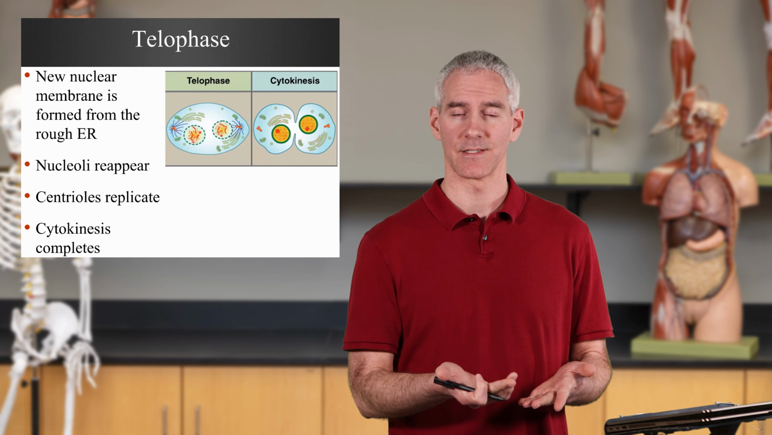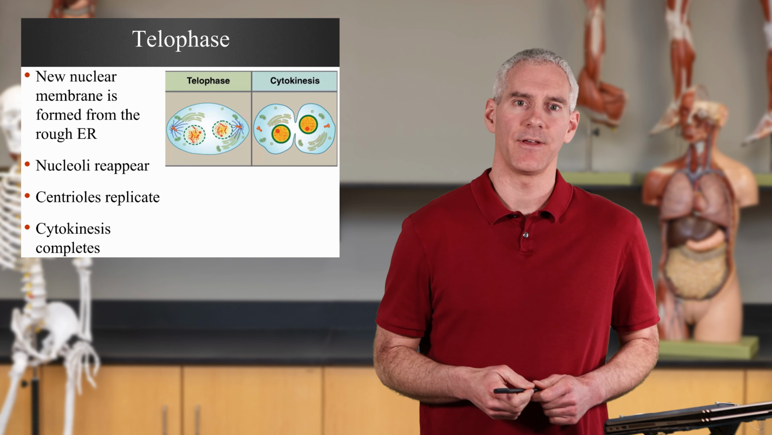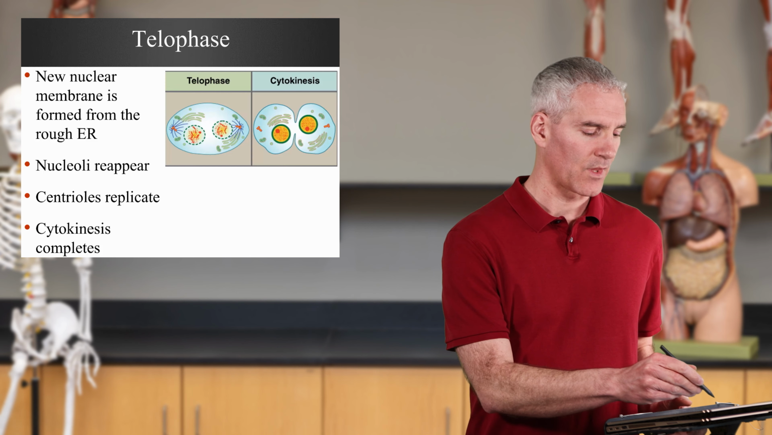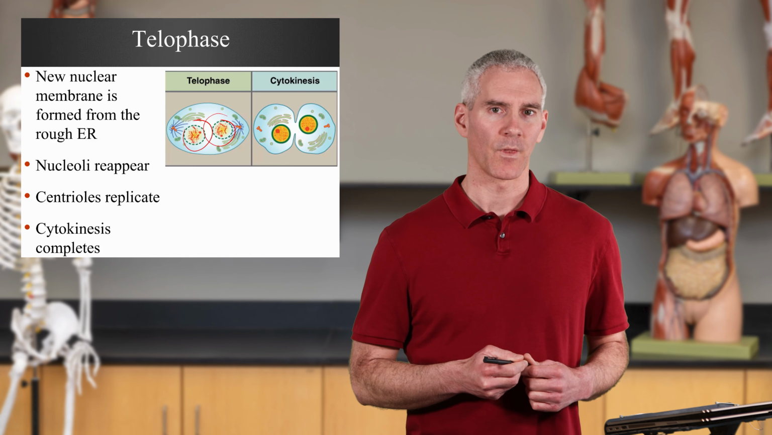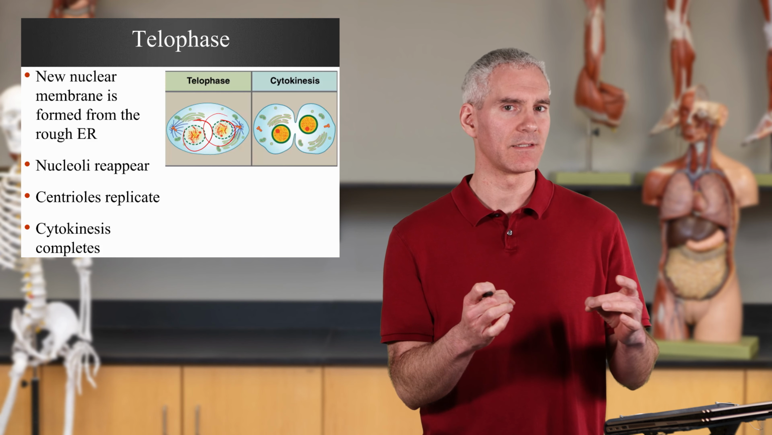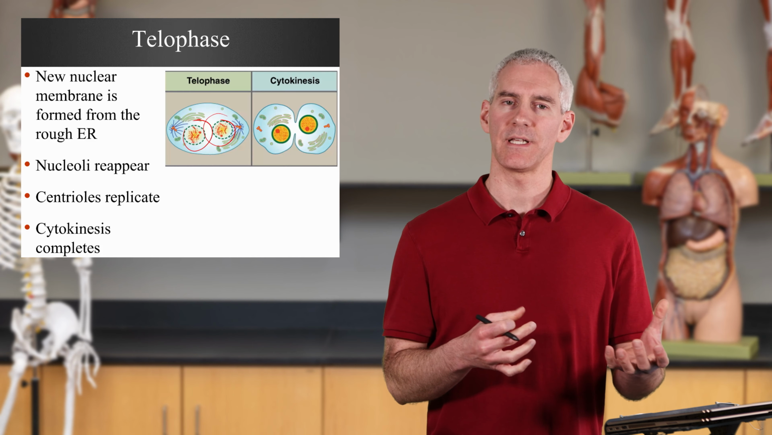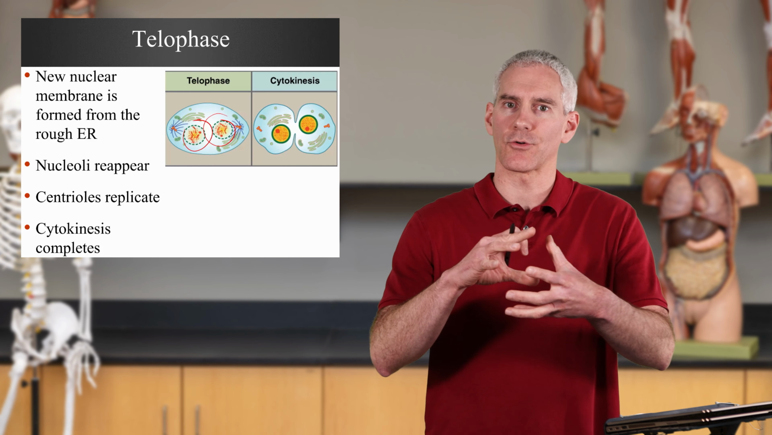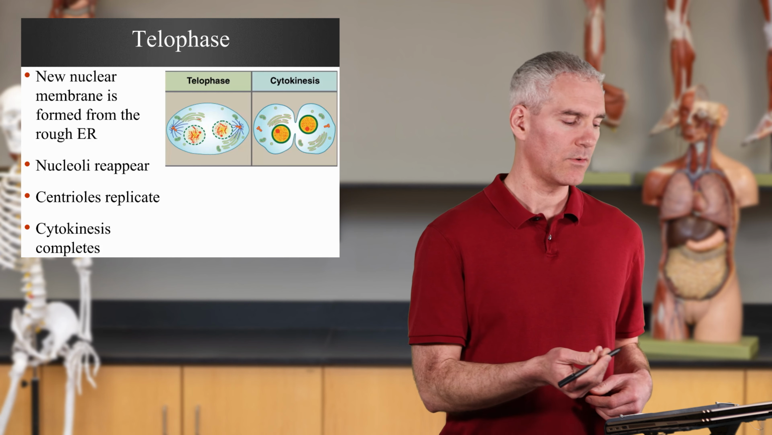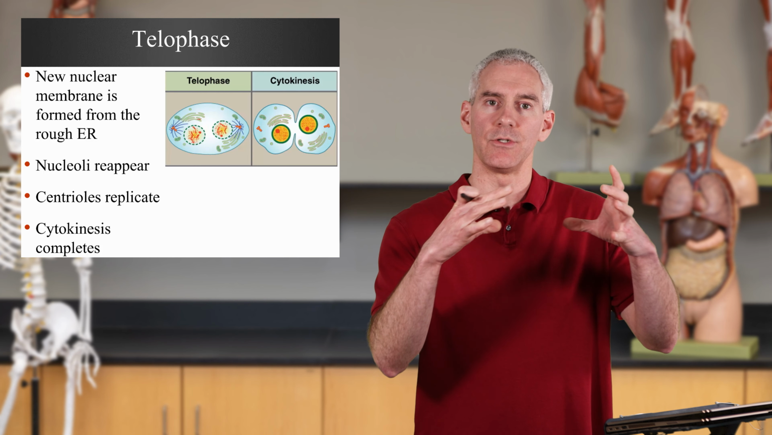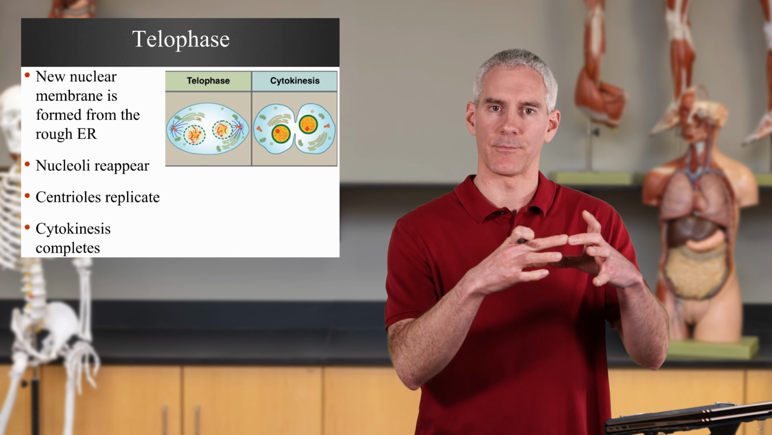Telophase is the last phase. In telophase, we now have two nuclei starting to appear. We haven't fully made the cells yet, but those chromatids are starting to unravel and create the actual nucleus of a new cell. That new nucleus is being formed by a new nuclear envelope and a new nuclear membrane.